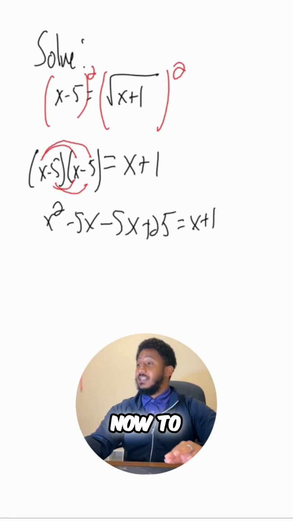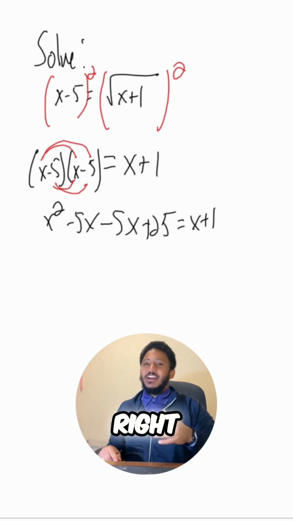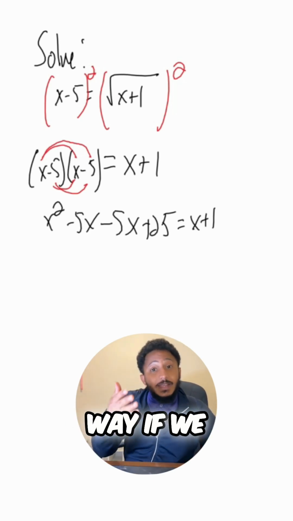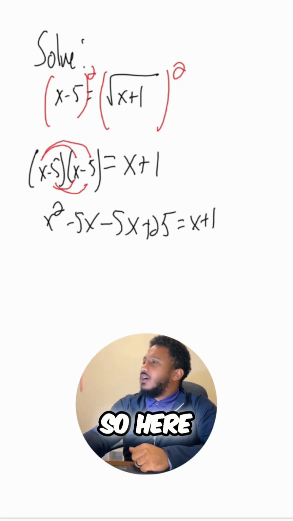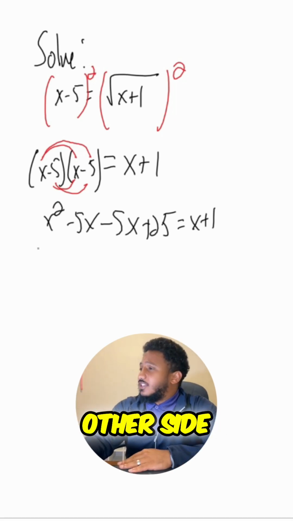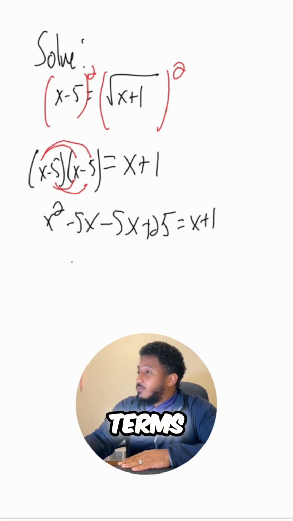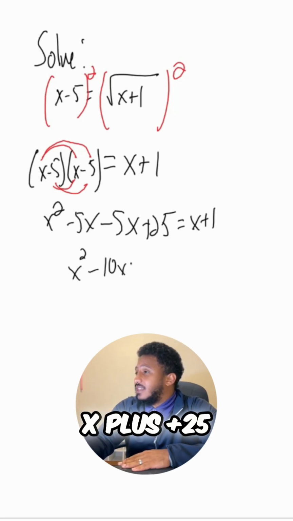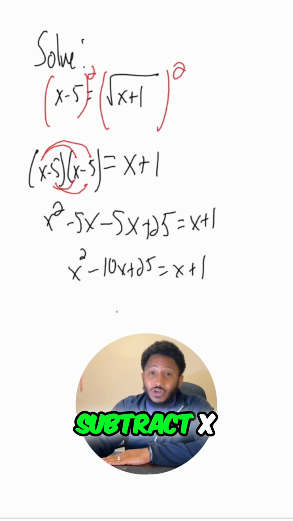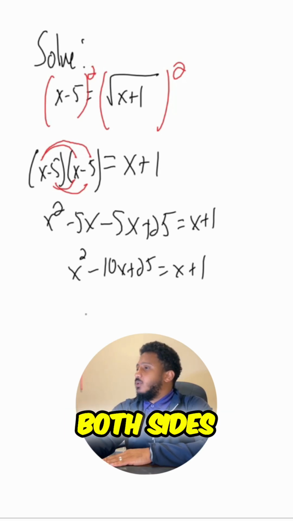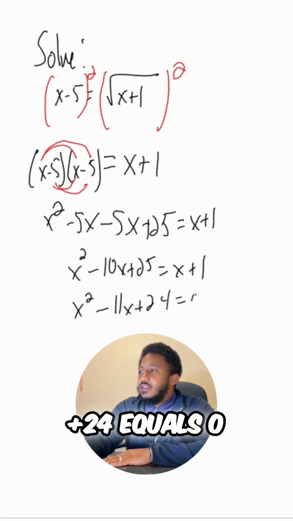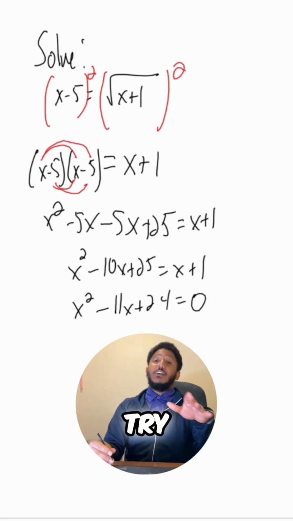Now we have a quadratic equation. To solve quadratic equations, we've got a bunch of ways: the quadratic formula or completing the square, but factoring is usually the quickest or easiest way if we can. So we get 0 on one side and factor the other side. First, combine like terms: x squared minus 10x plus 25 equals x plus 1. Subtract x and 1 from both sides, giving x squared minus 11x plus 24 equals 0.